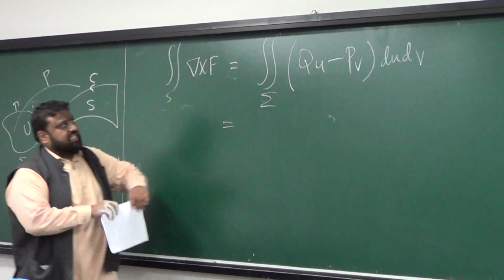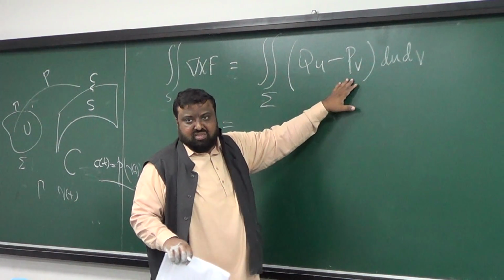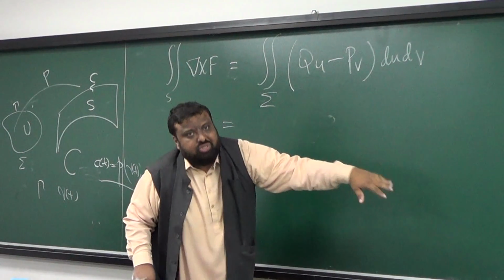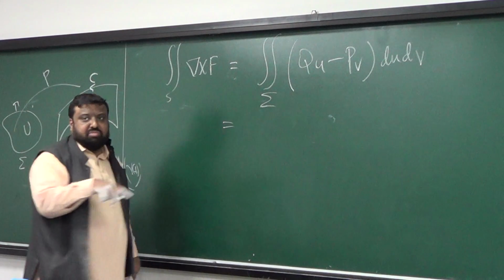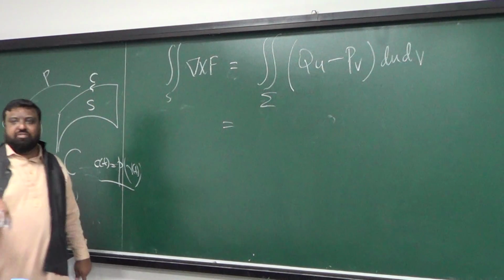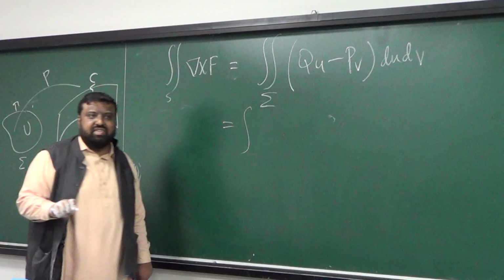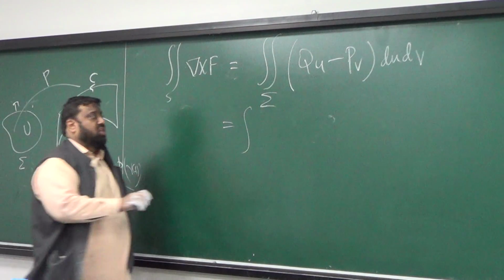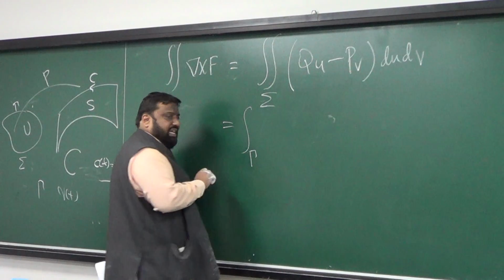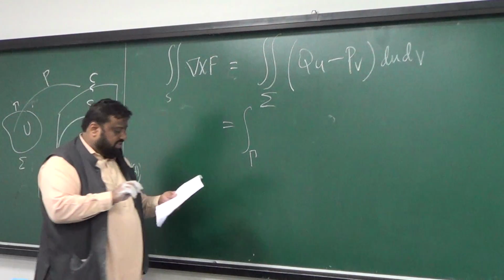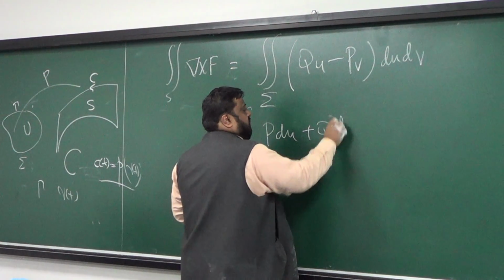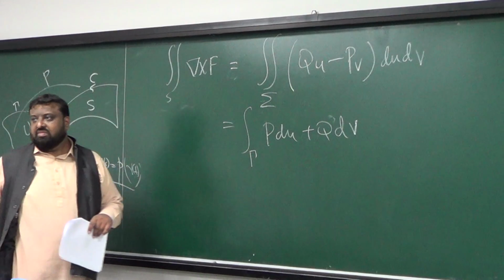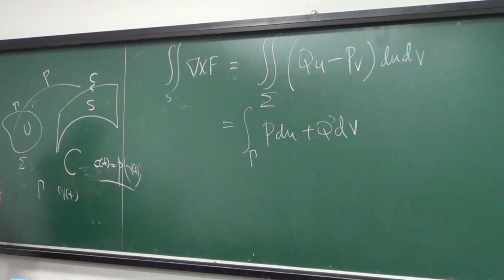In other words, I had this long expression and I substituted my simplified form here, so I got this. So I can apply Green's theorem here. If you apply Green's theorem, you're going to get the integral over the boundary of sigma, which is gamma, of P du plus Q dv.